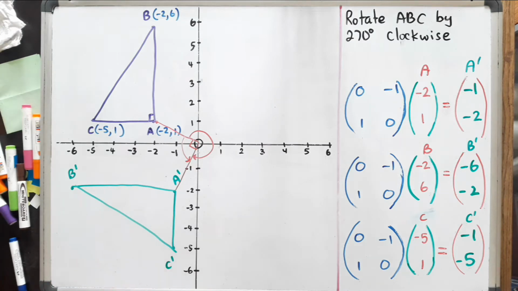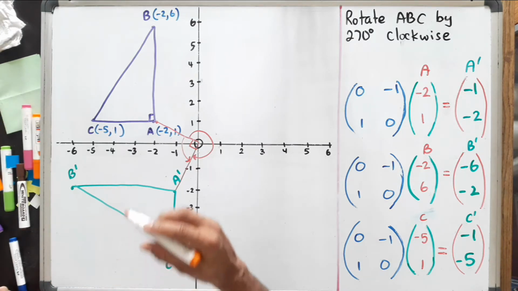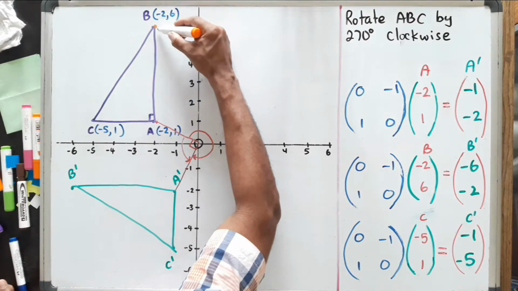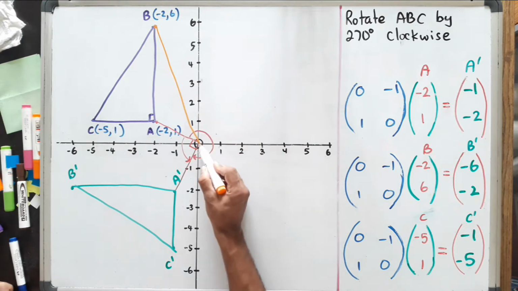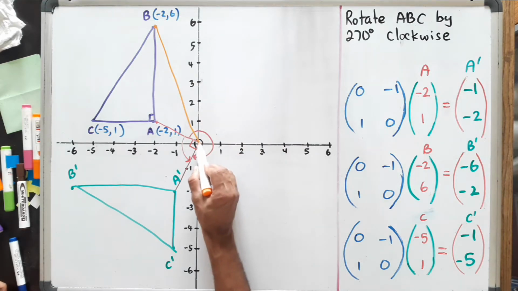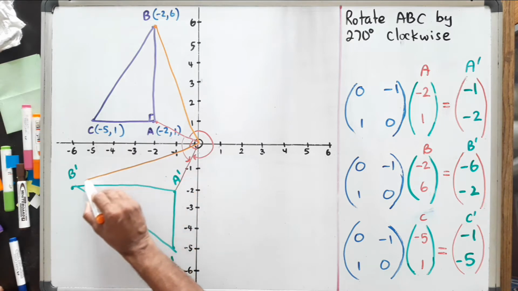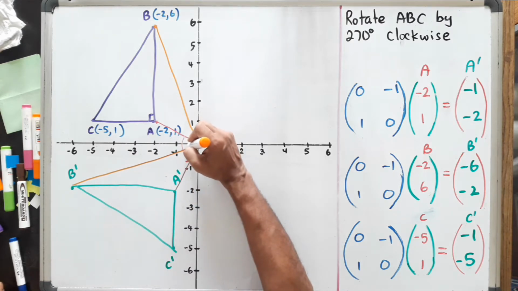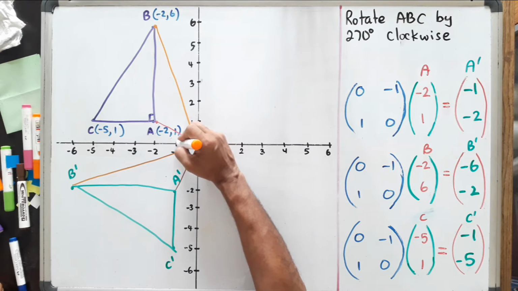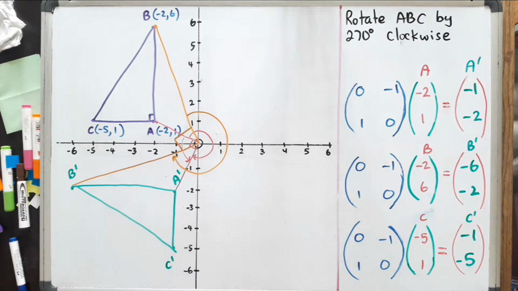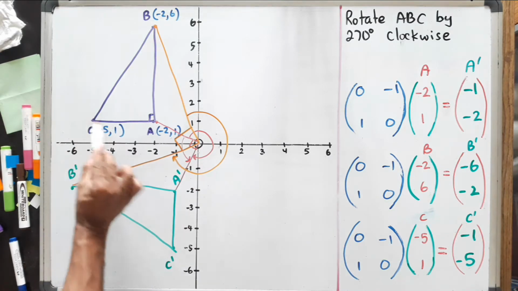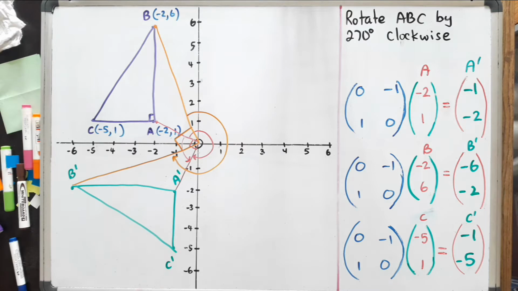Now let me just prove it with another point. Let's say we took point B. Take point B and connect it to the origin. Use an orange here. Once we reach the origin, connect it to its rotated point. You will notice that the orange angle also looks like 90 degrees. So if we go the other way, it will be 270 degrees. Of course, you can do the same thing for point C. So this is an actual way to prove to yourself that, hey, my answer is actually correct in the exam.